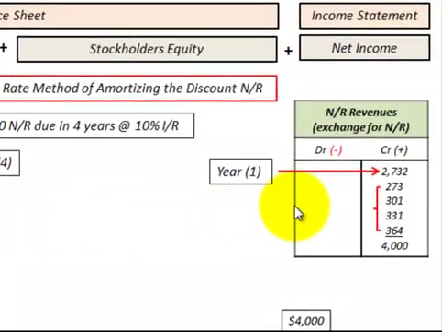All right, let's go over here and look at our notes receivable revenues. At the beginning of year 1, we recorded the notes receivable present value here of $2,732, and then for each of the next 4 years we recorded our interest revenue on that notes receivable. If we take our present value that we recorded in year 1 plus our interest revenue for each year and add them together, we get a $4,000 total here, which is our balance for the notes receivable.